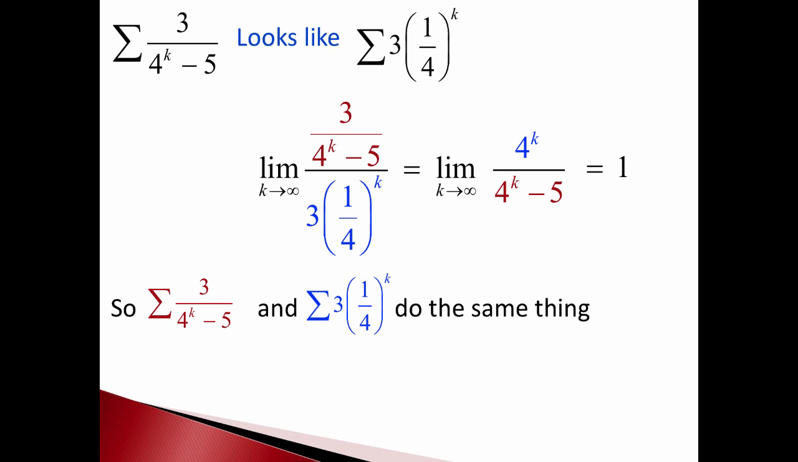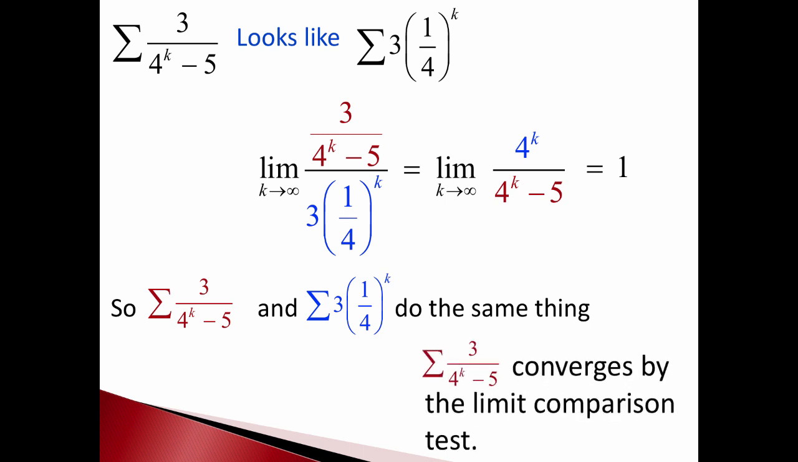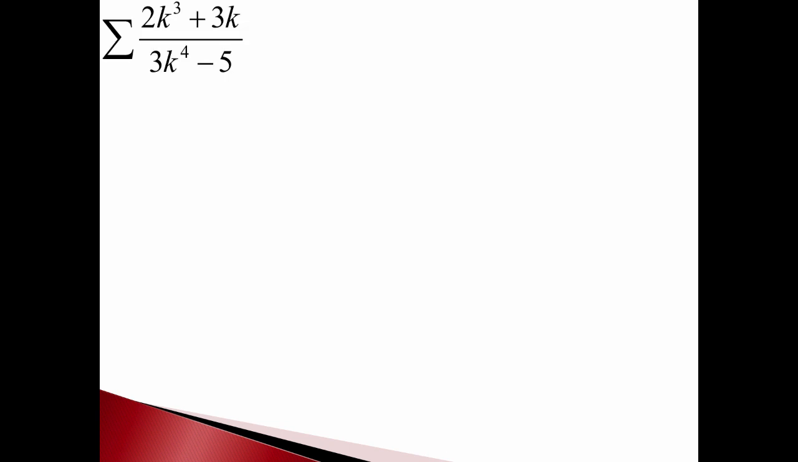It's a geometric series. The r is equal to 1/4. And again, the rule is the absolute value of r has to be less than 1 in order for it to converge. So because my r is 1/4 and 1/4 is less than 1, this geometric series converges. So the series I didn't know what it did a few minutes ago, now I know it converges by the limit comparison test.